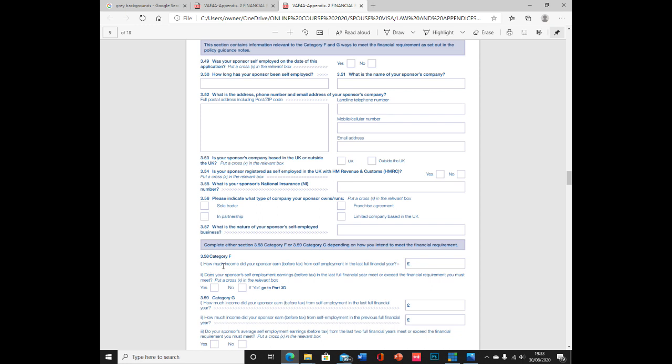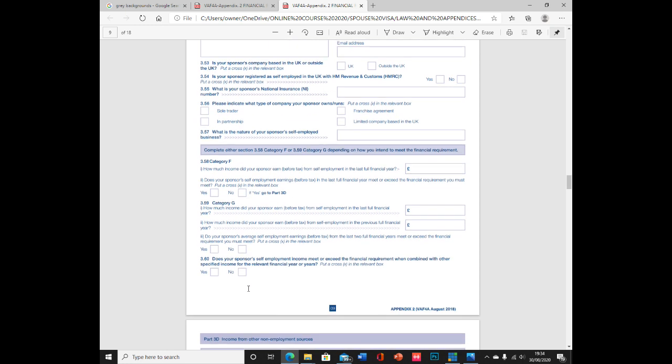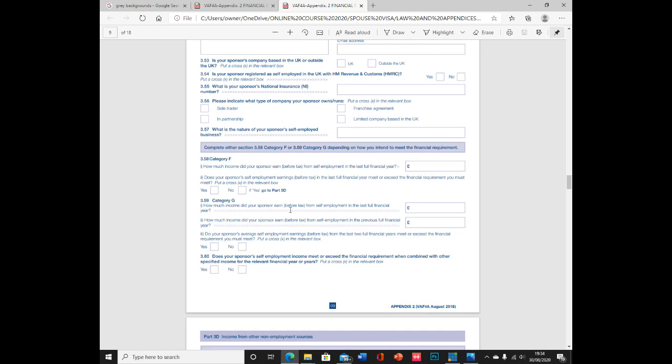Okay, so this one is category F. How much income did your sponsor earn before tax from self-employment in the last full financial year? So before tax, it's going to be gross income. If you pay your tax out of that £18,600, which is fine, as long as you can show gross income. So here category G, how much income did your sponsor earn before tax from self-employment in the last full financial year? Tell them the situation.